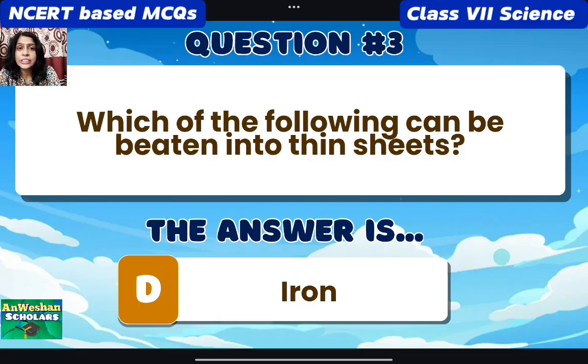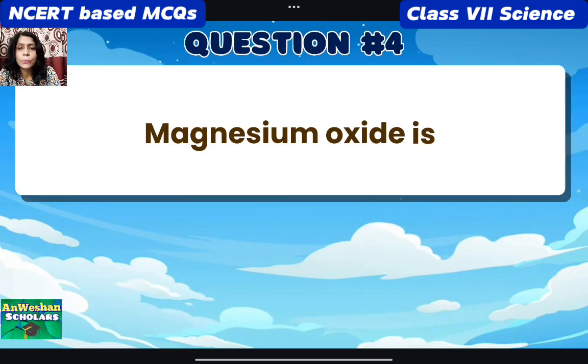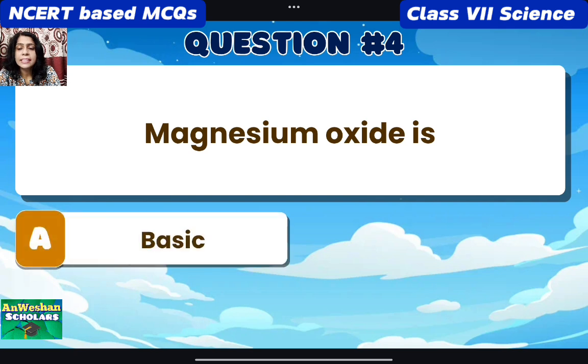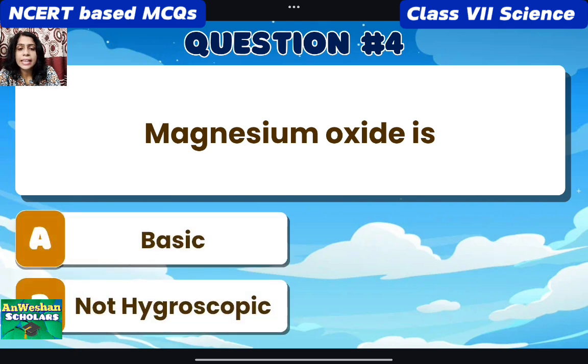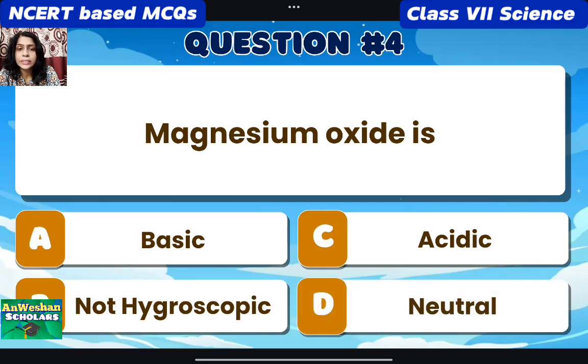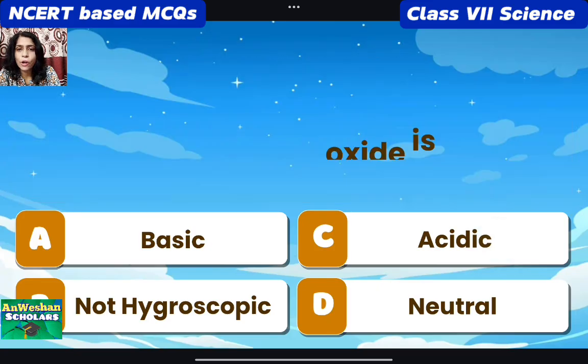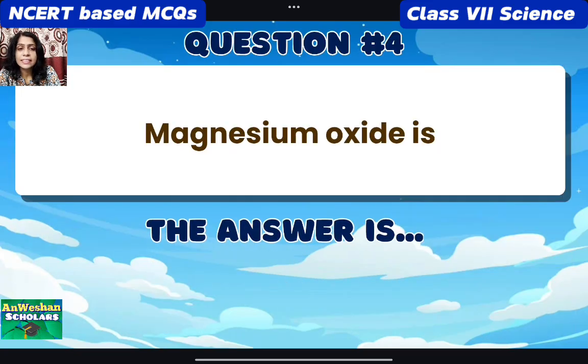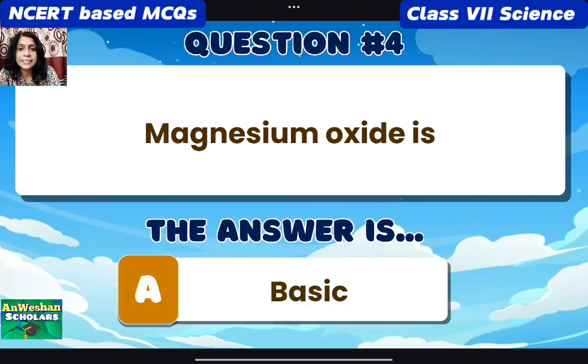Now the next question, question number 4. Magnesium oxide is A, basic, B, not hygroscopic, C, acidic, D, neutral. Since magnesium is a metal, the oxides of metals are generally basic in nature, so option A is the correct option. Let us check. The answer is basic. Yes, magnesium oxide is basic.